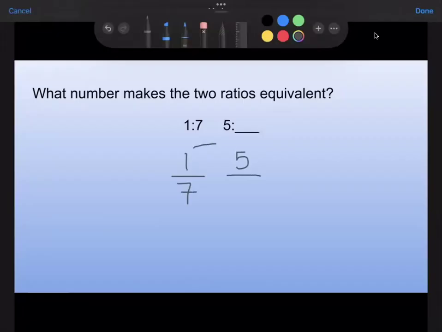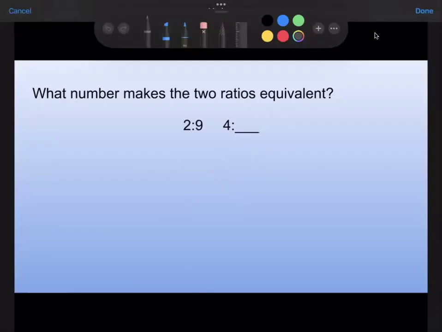So now I'm looking from 1 to 5 to see how I can use multiplication or division to go from 1 to 5. The answer to that would be to multiply 1 times 5. So I'm going to do the same thing on the bottom to get my missing number. 7 times 5 is 35. So that means the number that would go in the blank to make these equivalent would be 35.